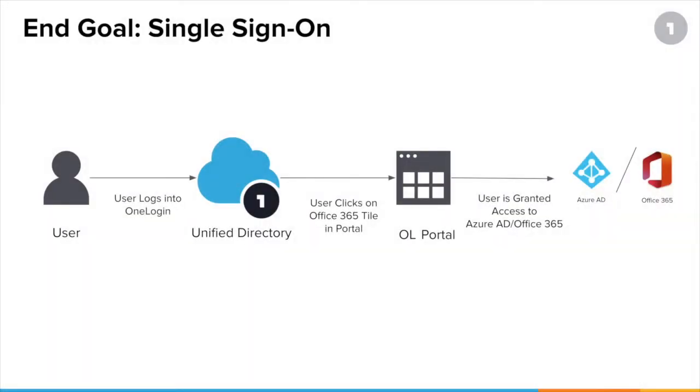Once we have provisioning fully configured, our final goal is to configure an end user experience where they will log into the OneLogin portal, click on the app tile we have created for Office 365, and automatically get directed to and logged into Office 365.